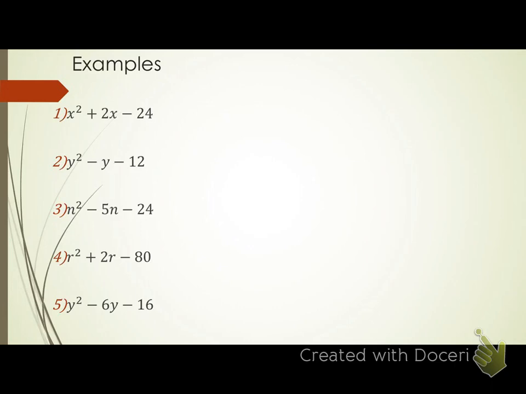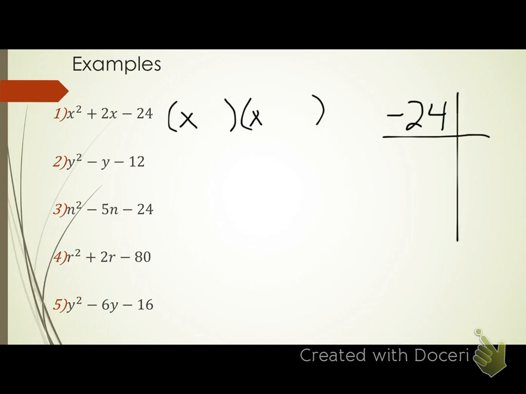So number one, what's my variable? X. What is my c value? Negative 24. B value, positive 2. Raise your hand if you can give me two values that multiply to negative 24.